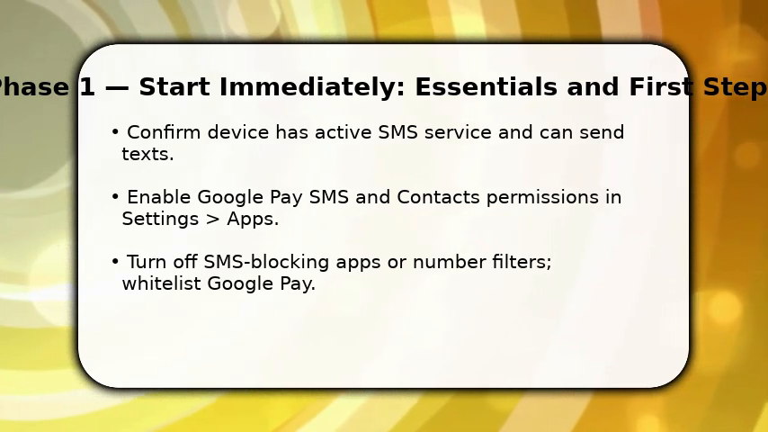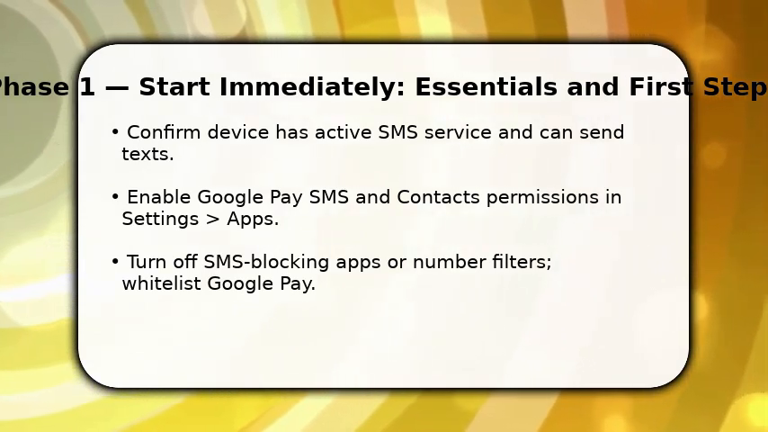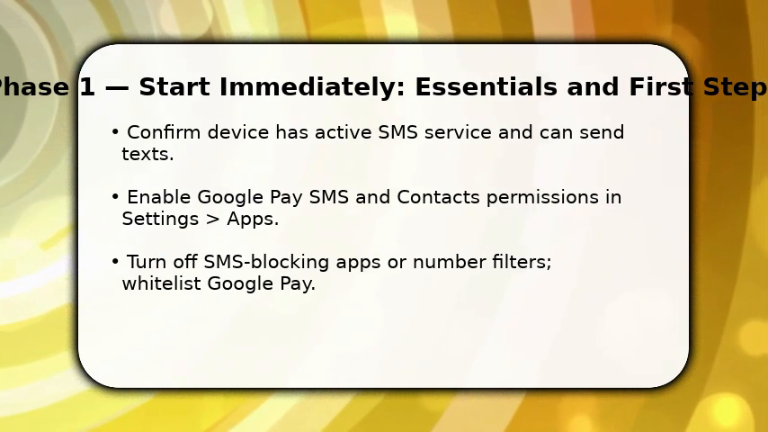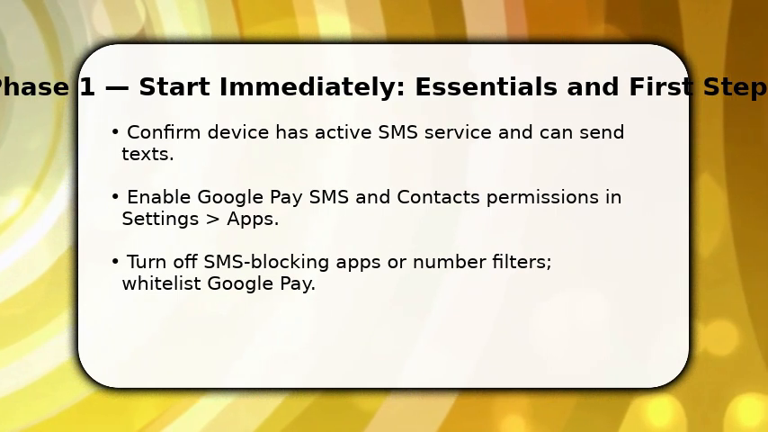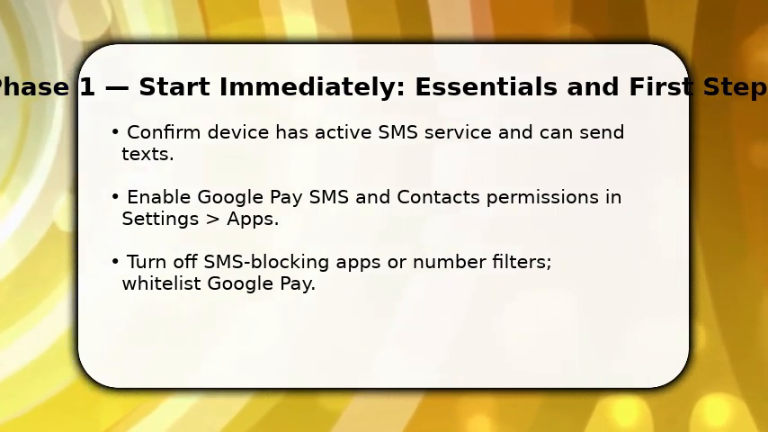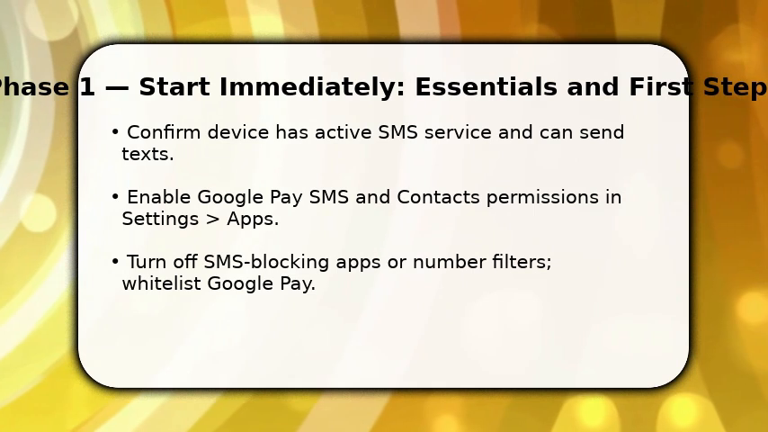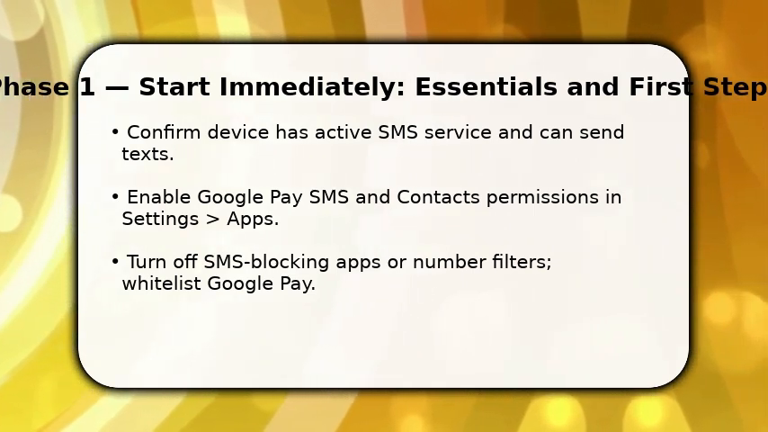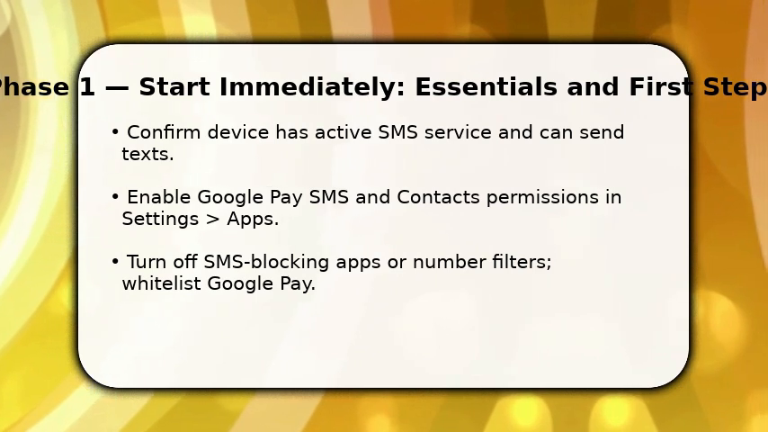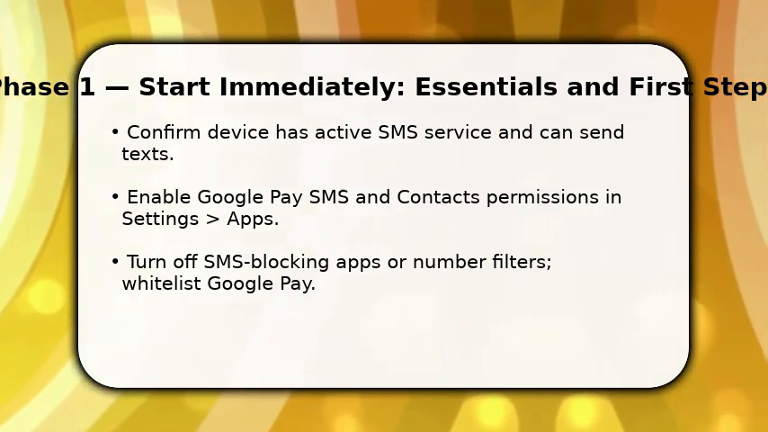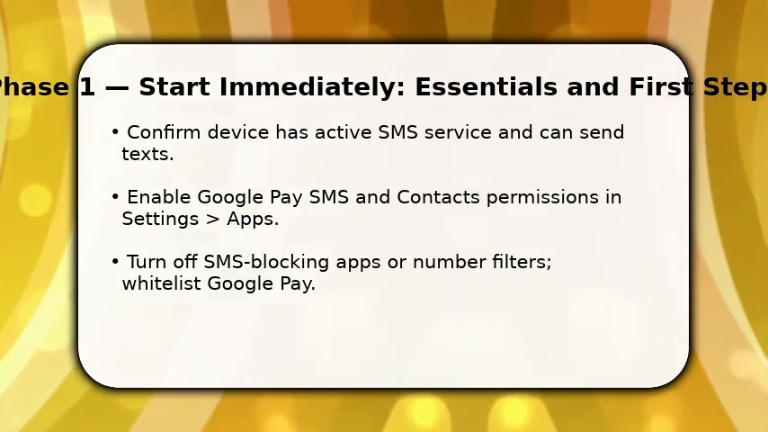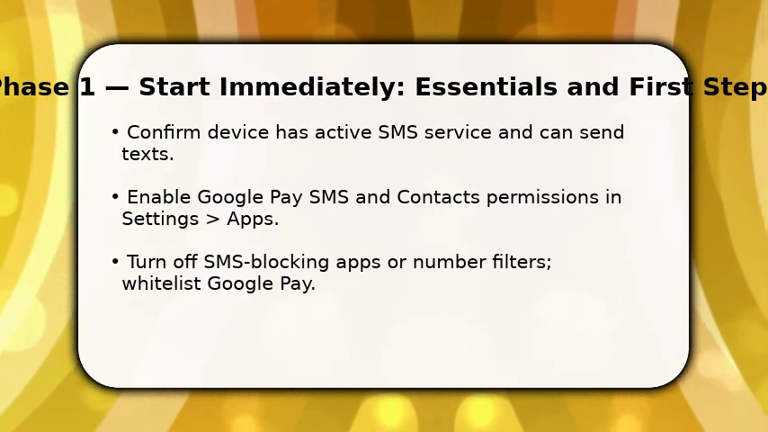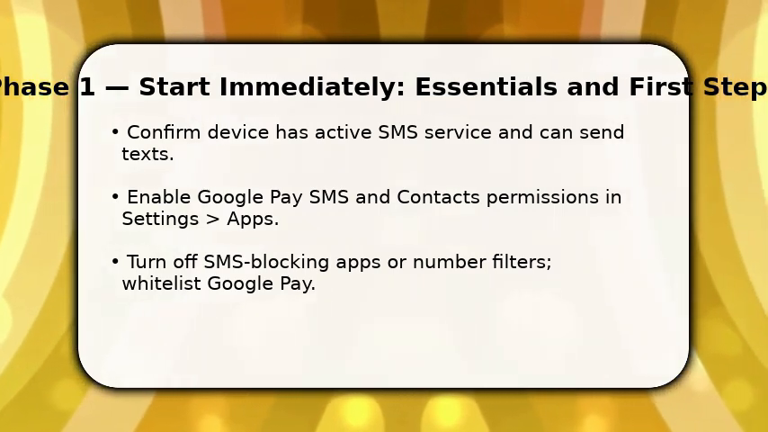Enjoy the video. You start by confirming the basics. Make sure your phone can actually send SMS and that the carrier account is active. Next, open Settings and grant Google Pay SMS and contacts permissions. This lets the app verify your phone number securely. Once done, disable any SMS blocking apps or number filters, and whitelist Google Pay so messages aren't intercepted. These steps fix most send failures because Google Pay needs permission and a clear SMS route to transmit verification codes.